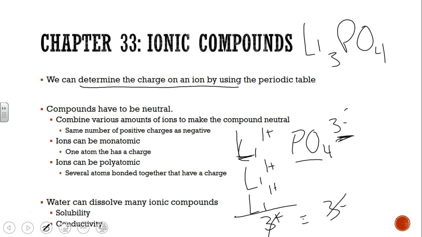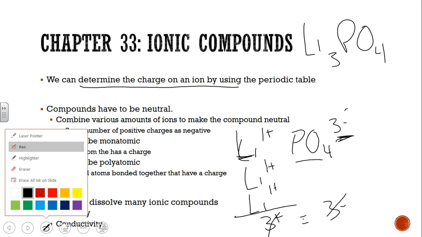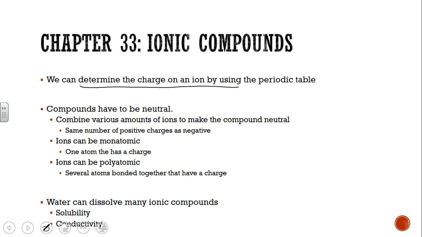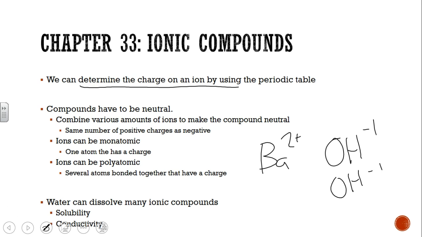Okay. Let's try one more here. Another polyatomic ion. Let's do barium. Barium is a 2 plus. And then let's do this OH 1 minus, or minus 1. So we have a 2 plus and a 1 minus. So that means we need another one of these. We want to get the same number. So this is 2 plus, this was only 1 minus, so we're going to add another 1 minus.